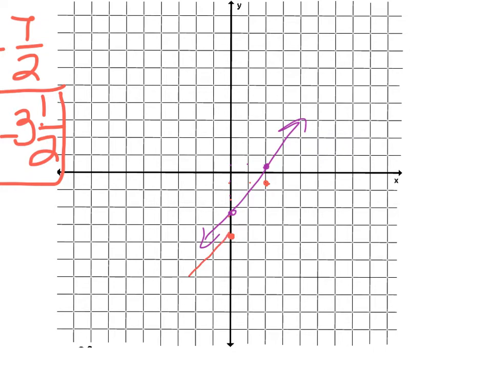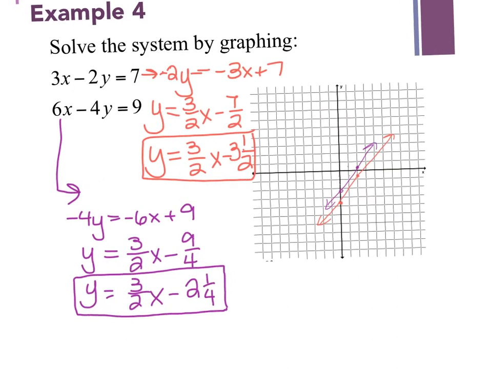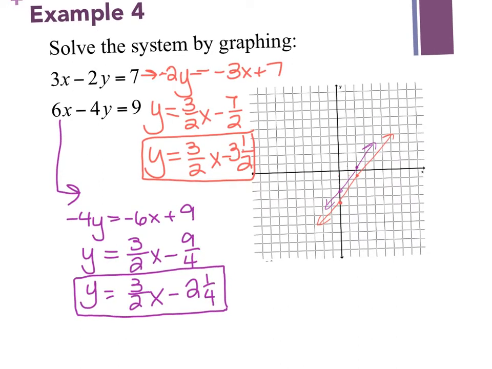Which one did you just graph? The purple was the bottom one and the red one was the top one. So the graph should confirm what you think, which is that they're parallel, right? They don't overlap. They never touch. They're not going to intersect, which means there's no solution.